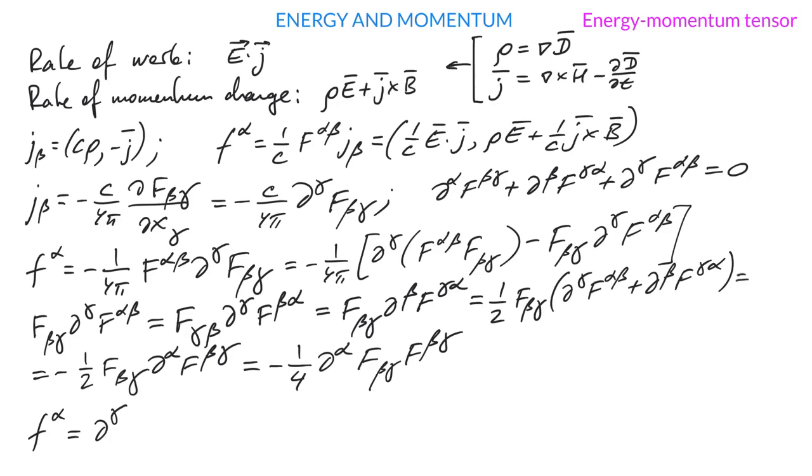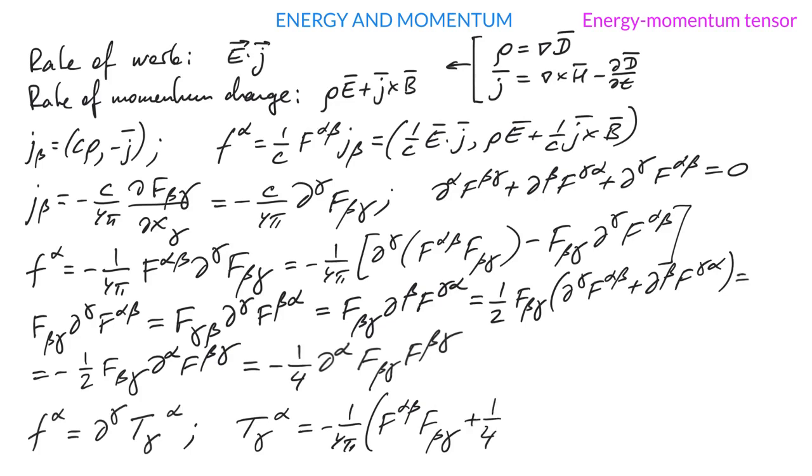and there's an expression that I'm going to denote T, and it has the lower index gamma and upper index alpha. And the tensor T goes as follows. There's minus 1 over 4π F^{αβ}F_{βγ} plus 1/4 the delta symbol δ^α_γ F_{μν}F^{μν}.